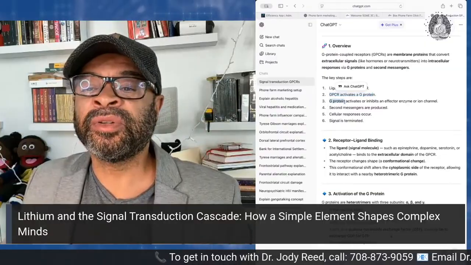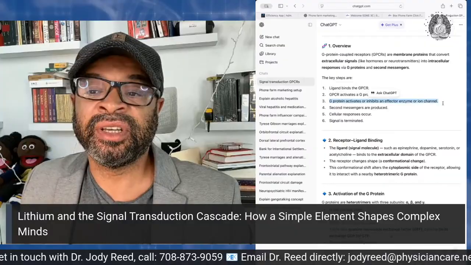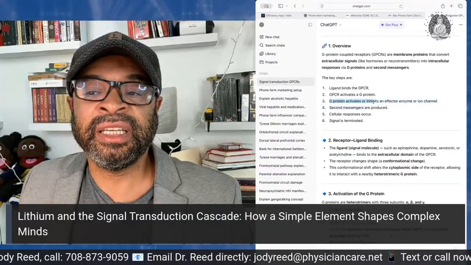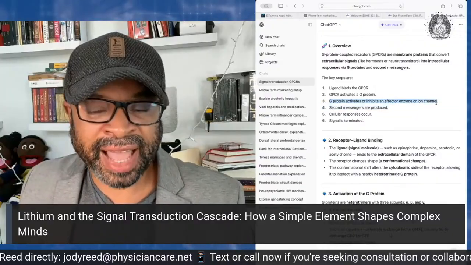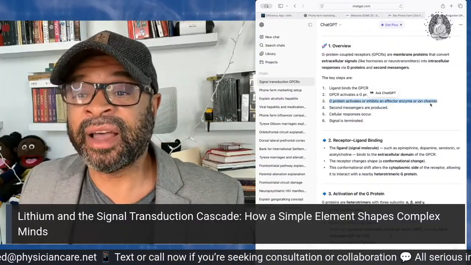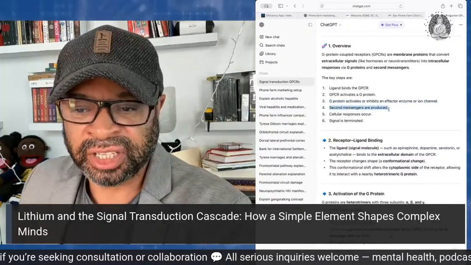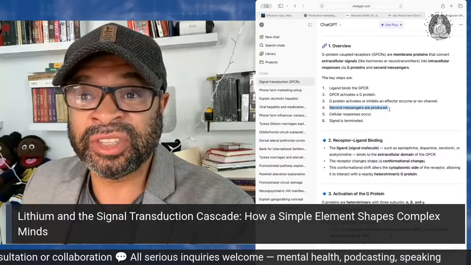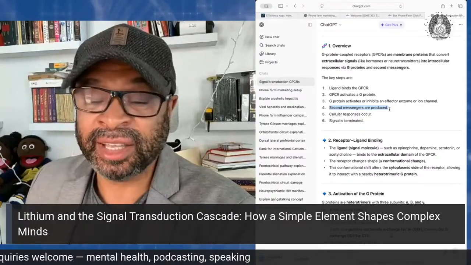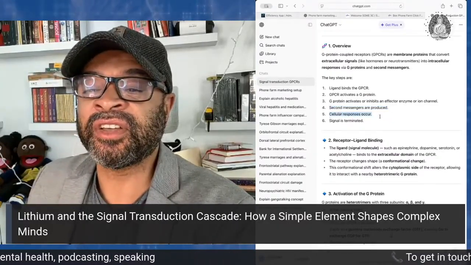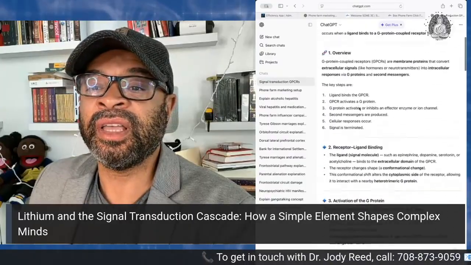Okay, so the G protein activates or inhibits an effector enzyme or channels. Right, the G protein can turn off or turn on these ligand-gated ion channels. And this signal transduction cascade typically results in the cell producing something that's going to be exported out for the cell's functioning, right? Then you get a cellular response, then the signal is terminated. Okay, those are the steps. So here, that's step one.